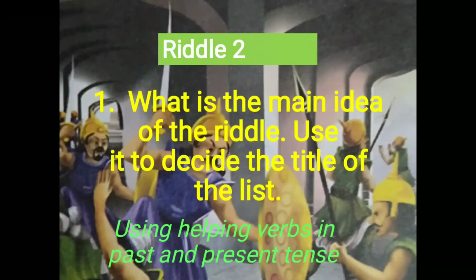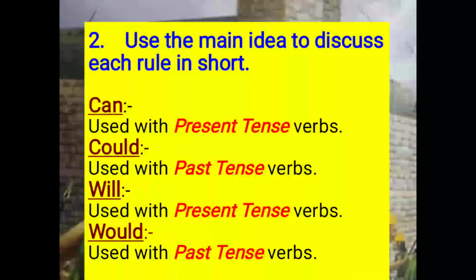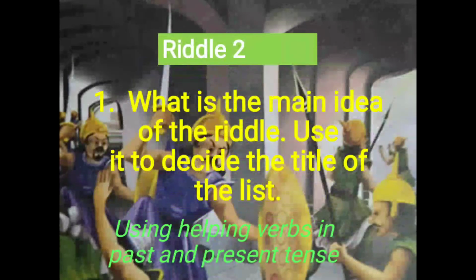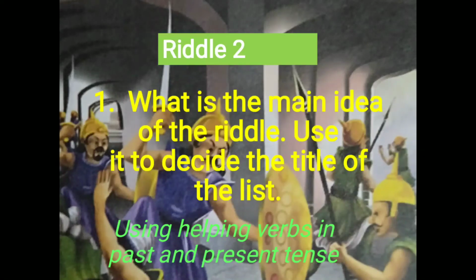Okay, I'll tell you the main idea of riddle 2 is to make you understand how to use helping verbs in past and present tense. Using helping verbs in past and present tense. Okay. Now one more question. What is the next question? Use the main idea to discuss each rule in short. Now you have to use this main idea and tell me each rule in short.